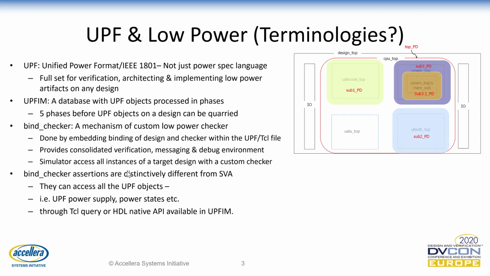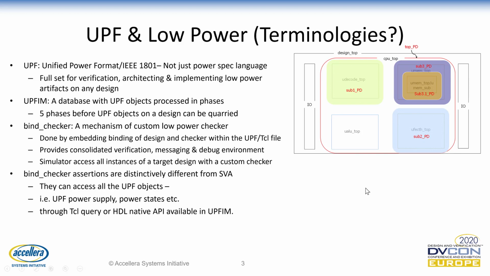It's true that we have used a lot of new terminologies in the previous slide, so let's explain those terminologies here. You might already know what UPF is. It stands for Unified Power Format, which is an IEEE 1801 standard. So we will not confine it only to the power spec of a language. It's a full command set or instruction set for verifying, architecting, and implementing low power artifacts onto any design.